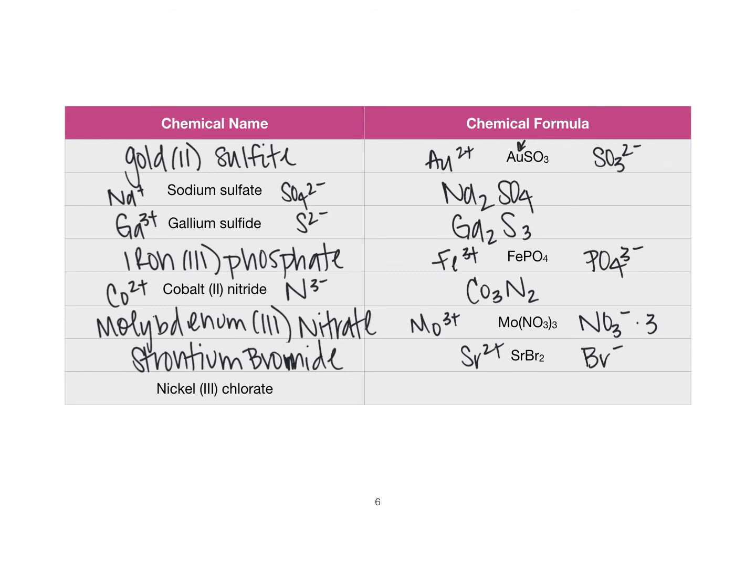So next is nickel chlorate. The chlorate ion is ClO3 minus. And we know that the nickel has a 3 plus charge, which means we need 3 chlorate ions. So Ni(ClO3)3. When we look at these, the way we want to think about it is that the chemical name and the chemical formula tell you about how they are combined.